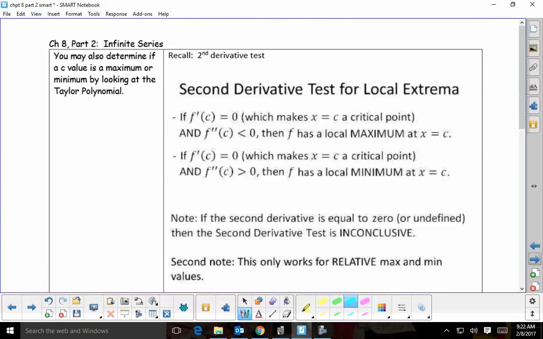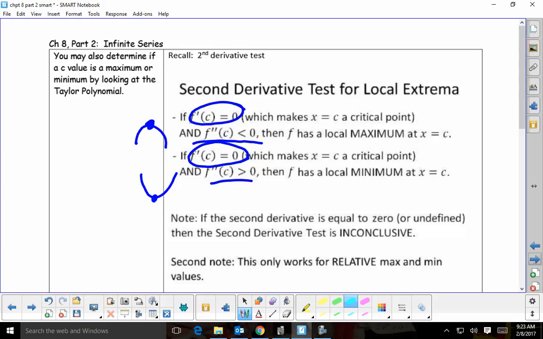Do you remember the second derivative test? It said if we had a critical number, that's when the first derivative is 0. So I have a critical number, the first derivative is 0. If the second derivative then is less than 0, it would mean I'm concave down. So what did that critical number have to be? A relative max. But if I was concave up, then that critical number had to have been a relative min. And that was my second derivative test. And if the second derivative is 0, then we're inconclusive.